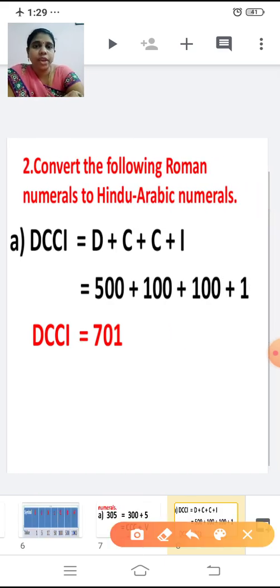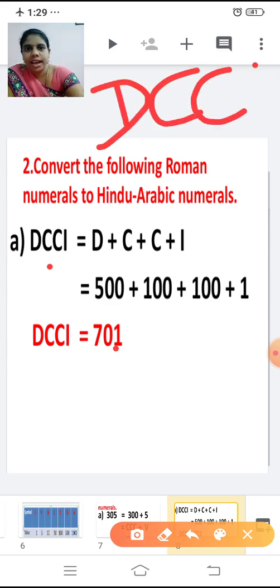Convert the following Roman numerals to Indo-Arabic numerals. The sum has been given in Roman numerals, and we are going to change it into Indo-Arabic numbers. Shall we do that now? So the question is DCI. It is in Roman numerals.